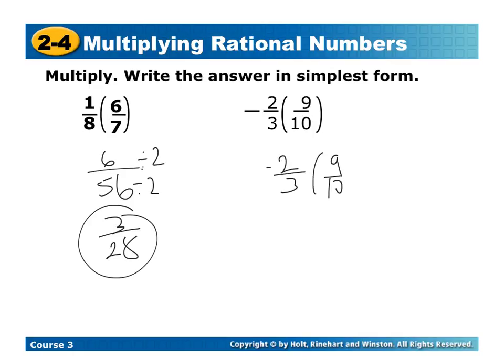Now on this one, I'm going to show you how to cancel beforehand. So 3 and 9 share a common factor of 3. Let's divide each by 3. 9 divided by 3 is 3. 3 divided by 3 is 1. Same with the 2's. 2 divided by 2 is 1. 10 divided by 2 is 5. So 1 times 3 is 3. 1 times 5 is 5. And it's a positive times the negative. So it's going to be negative 3/5.